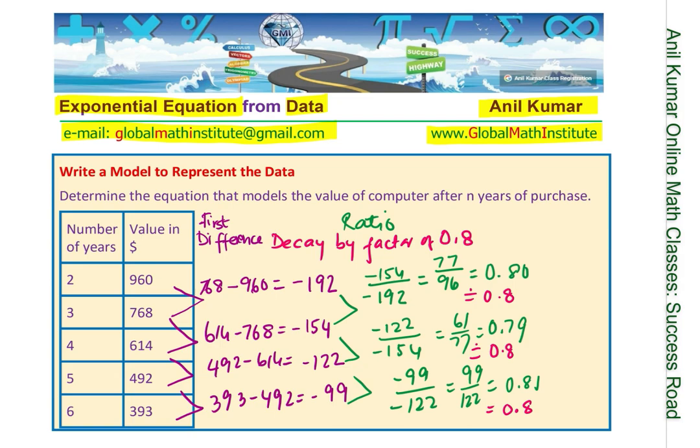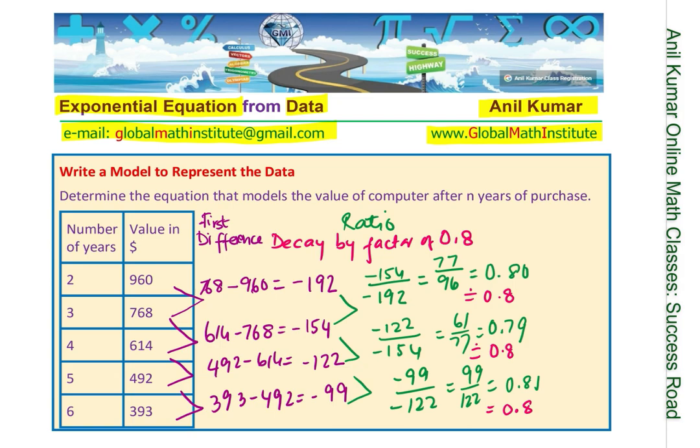Perfect. You can now pause the video and write down the answer. Well, that is also tricky. We know the decay rate is 0.8. We know that when the number of years was 2, it was 960, and at 3, 768. How do we get the value of the computer as a general expression which could represent the depreciated value of this computer?